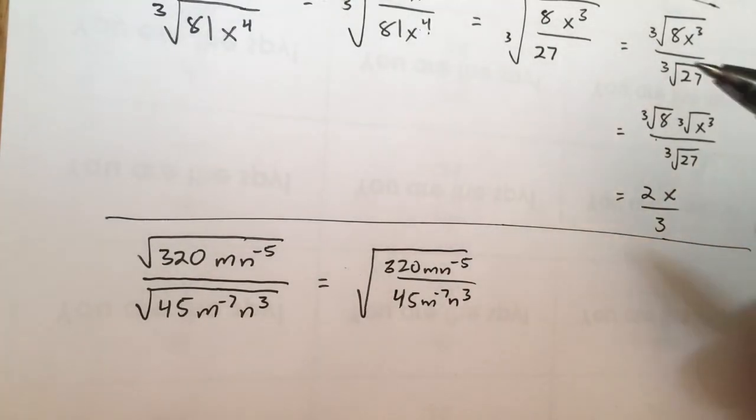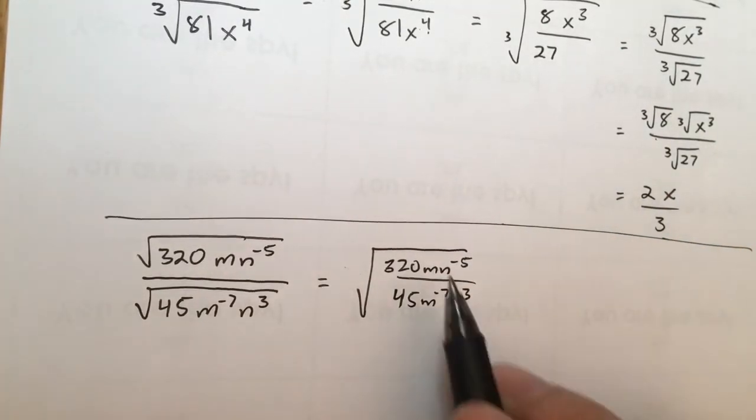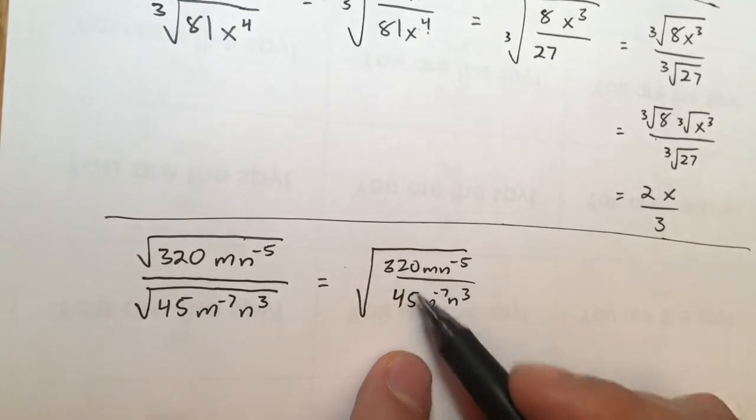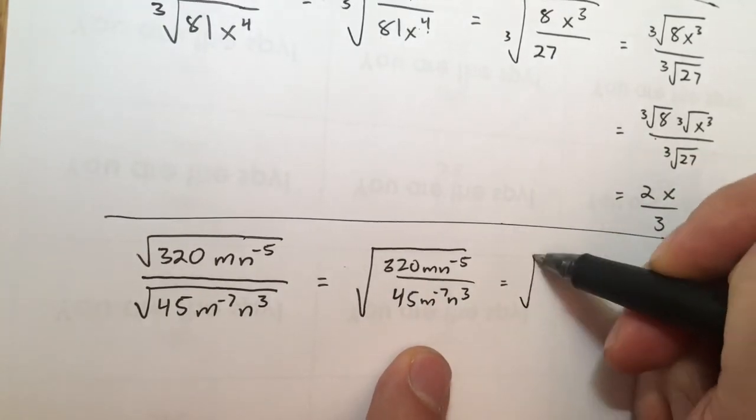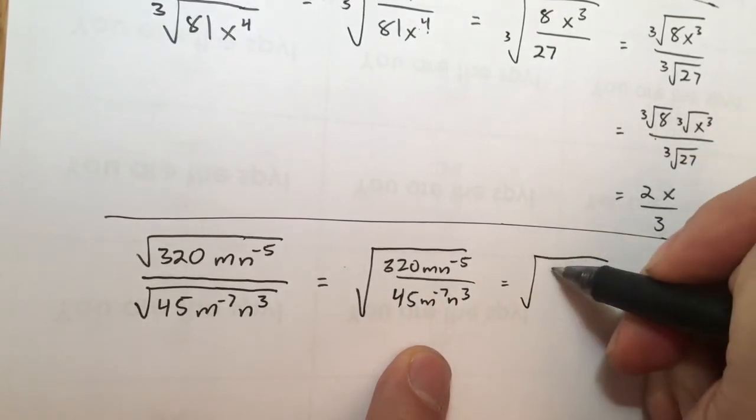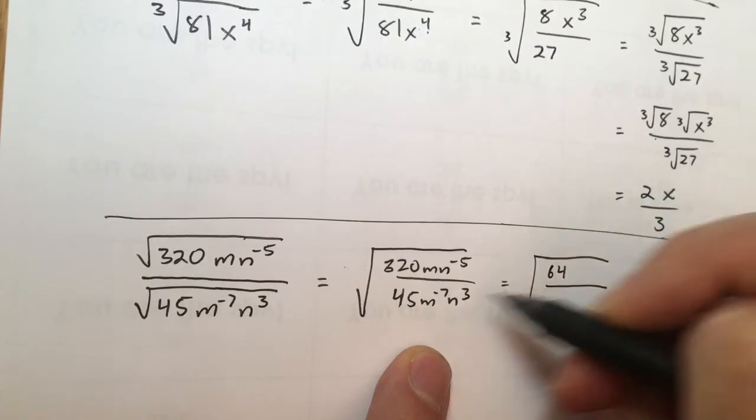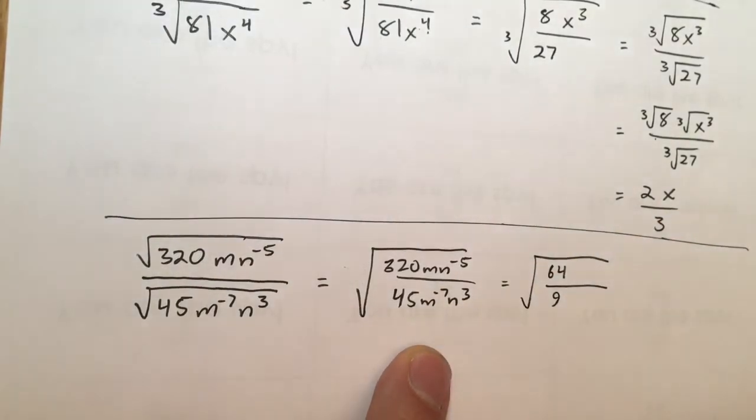Well, 320 and 45, these are both divisible by 5. If I divide 320 by 5, I get 64. If I divide 45 by 5, I get 9.